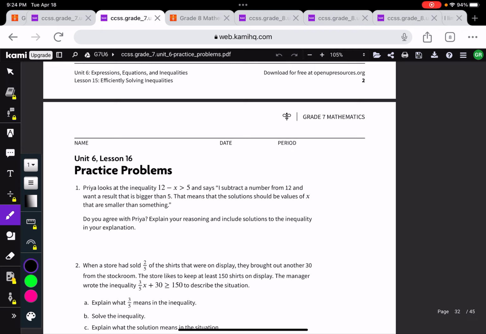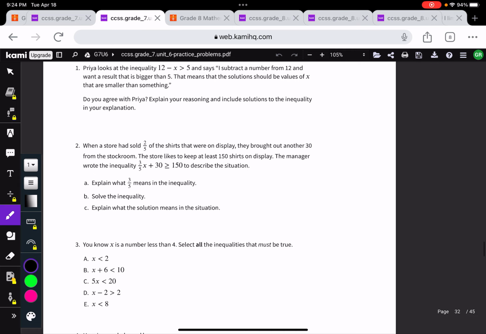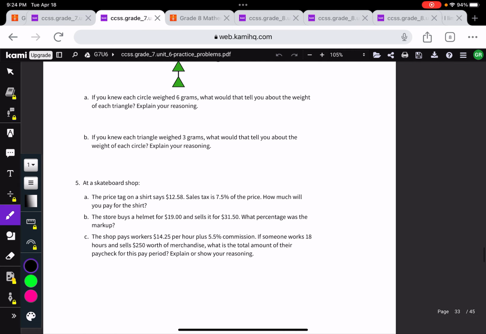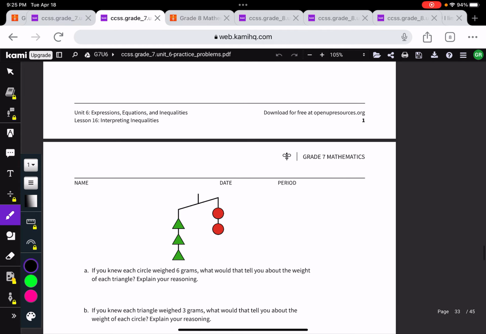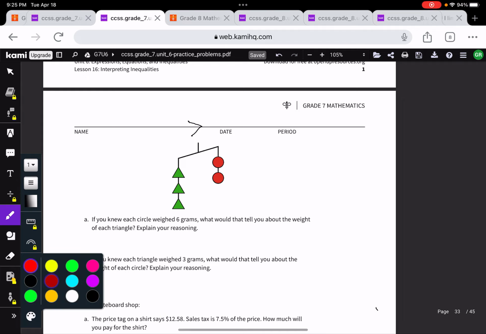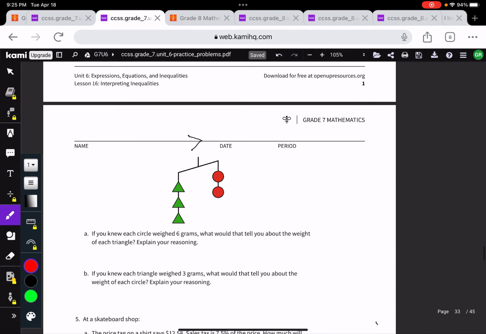I'm kind of running out of time. I will walk you through 1 or 2 of these, and then you can finish the rest. This is kind of interesting because we haven't really talked about an unbalanced hanger, but you can clearly see that 3 triangles would be greater than the 2 red circles. But let's go back up to here.